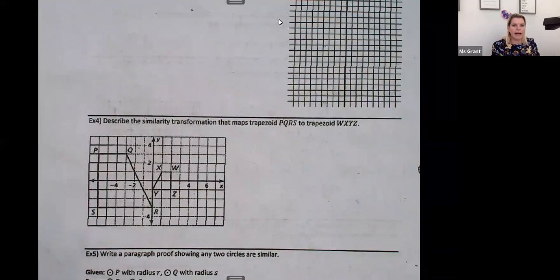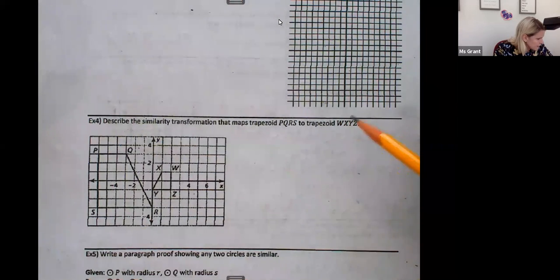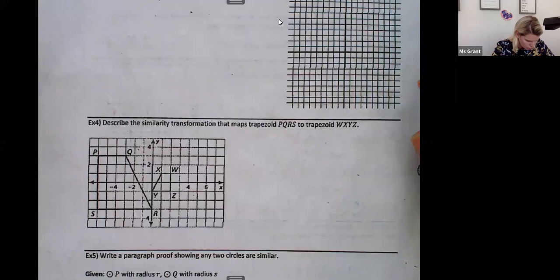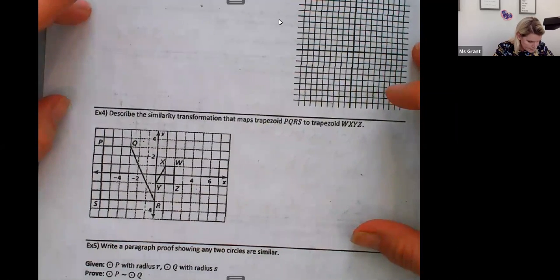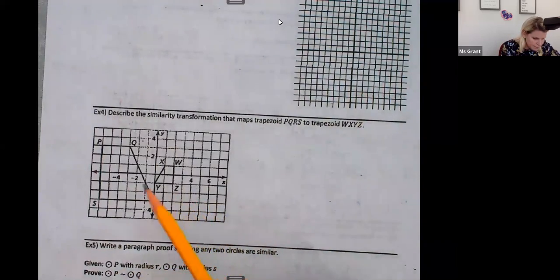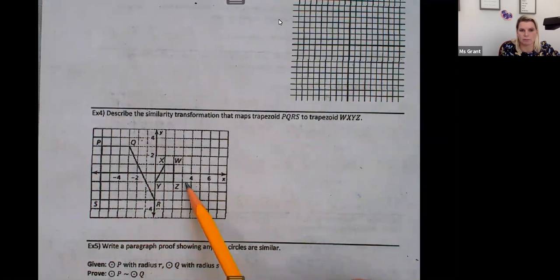Number 4, how did I get from one thing to the other? Describe a similarity transformation that maps PQRS to WXYZ. Okay, so what do I want to do first? Well, the big trapezoid needs to turn into the small trapezoid.